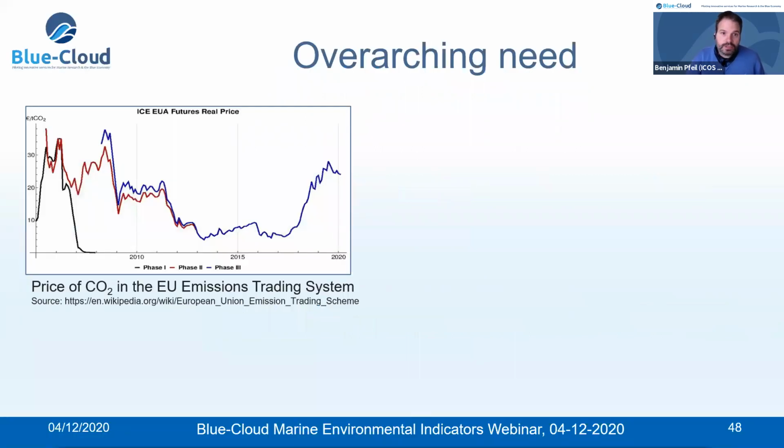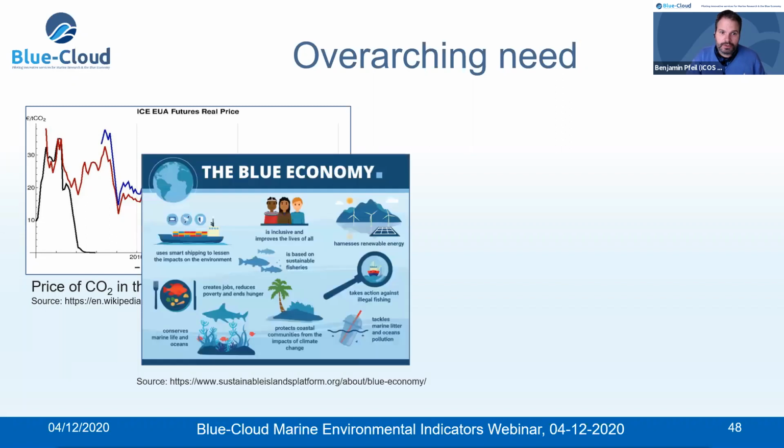There's an overarching need for a carbon indicator. This one has financial implications. On the left-hand side, we see the price per ton carbon dioxide in the EU emissions trading system. Ocean acidification has a direct impact on the blue economy, and this has a financial impact as well, of course.